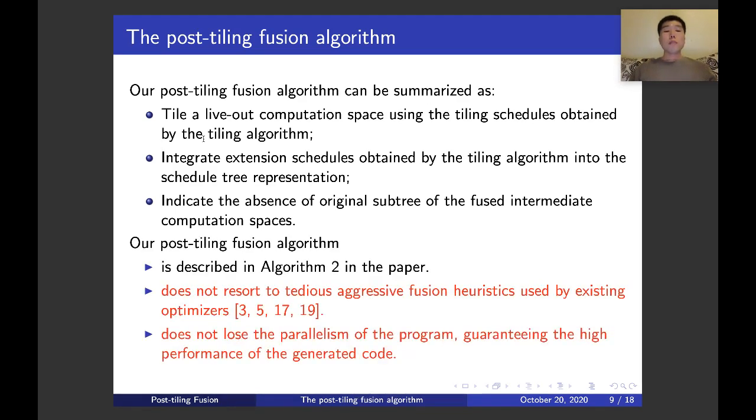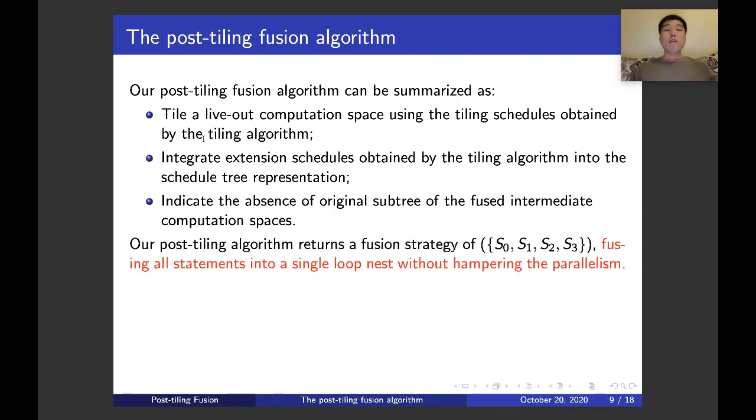This algorithm also does not resort to the aggressive fusion heuristics in existing optimizers. It neither loses the parallelism of the program, guaranteeing the high performance of the generated code. For the example shown in the presentation, this algorithm returns a fusion strategy that fuses all the statements into a single kernel without hampering the parallelism.